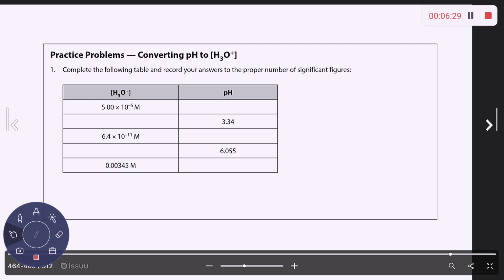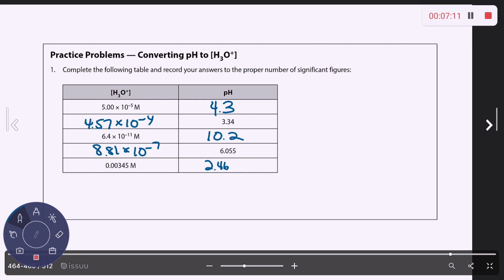What did you guys get for the first one? 4.3. Okay. Next one. 4.57. That's 4.6. Okay, that's fine. 4.57, 4.6 is cool. Next one, what did you get? 10.2-ish? Okay. How about the next one? 8.81 times 10 to the negative 7. How about the last one? 2.46. Is there a times or no?